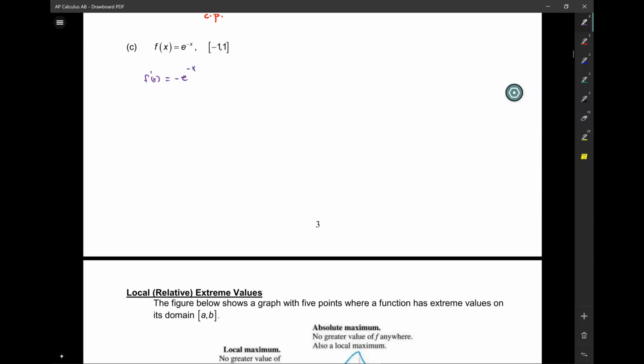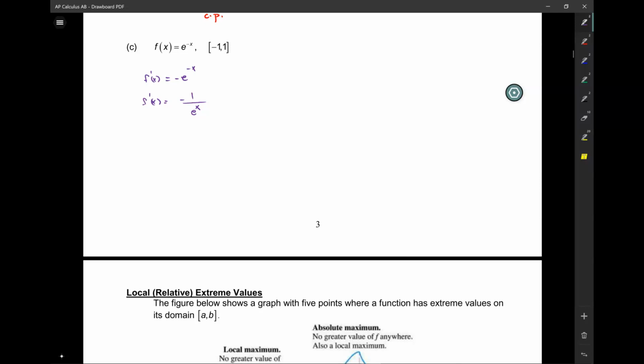Right? Which is what? Negative 1 over e to the x. Okay, so if you have a fraction, now you have to see, is f prime of x ever 0? Look at the numerator. Is the numerator ever 0? No. How do you check if it's undefined?